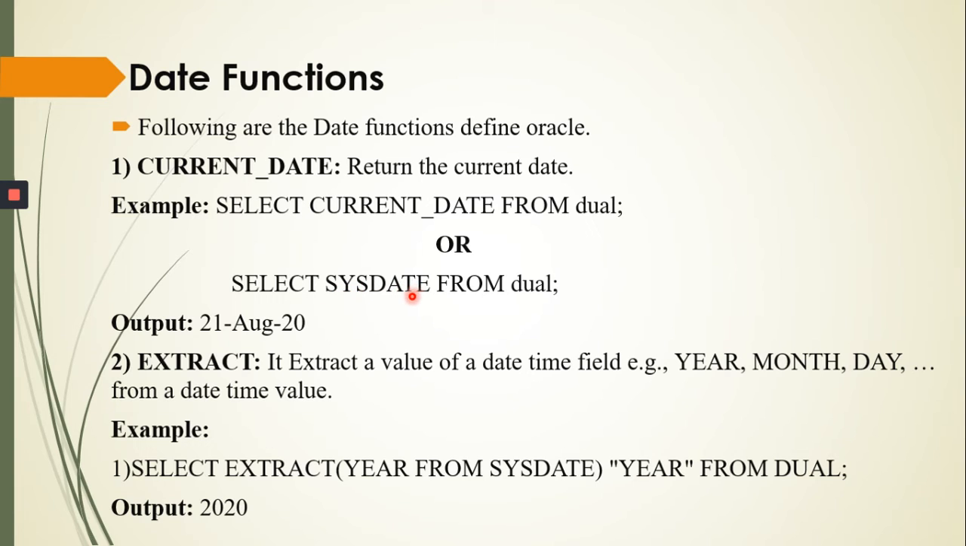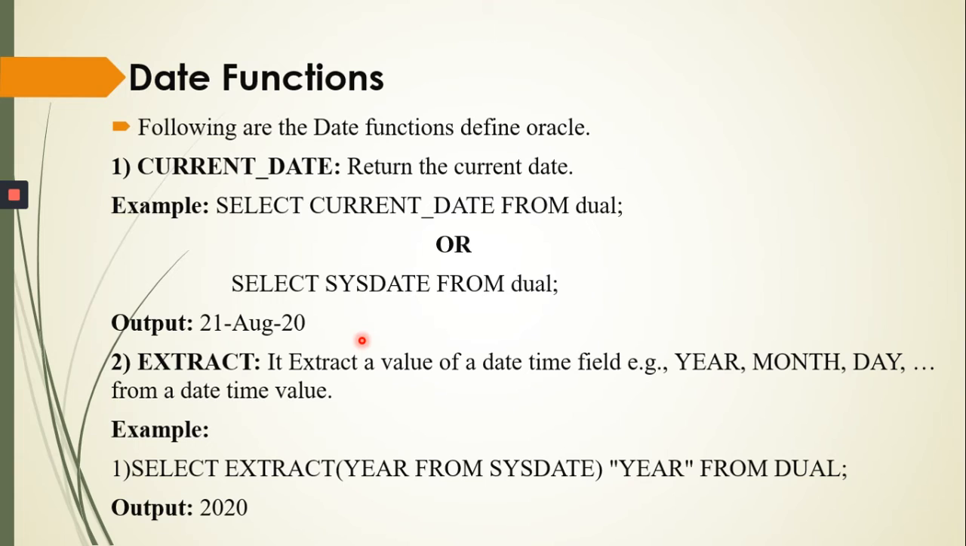SYSDATE is known as system date, from dual. So it will give the current date of your system. For example, 21st August. It will provide the output in this format: date, month and year. So it is simple. Select current date from dual.